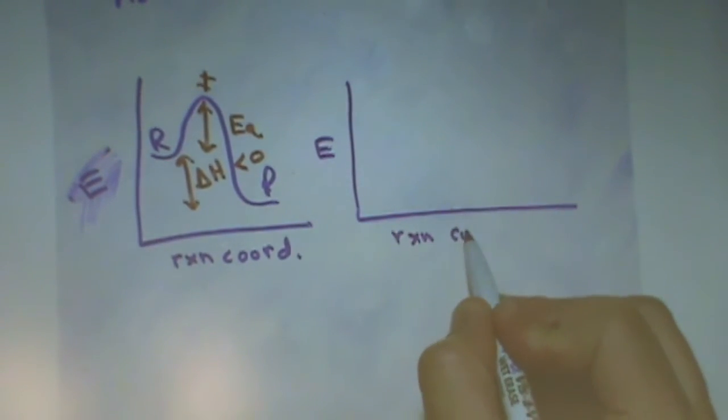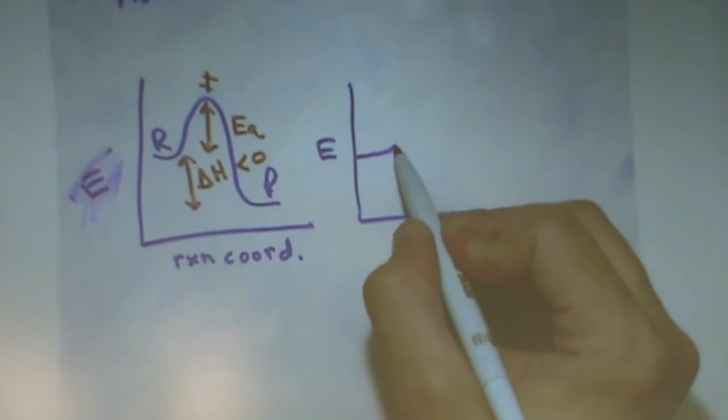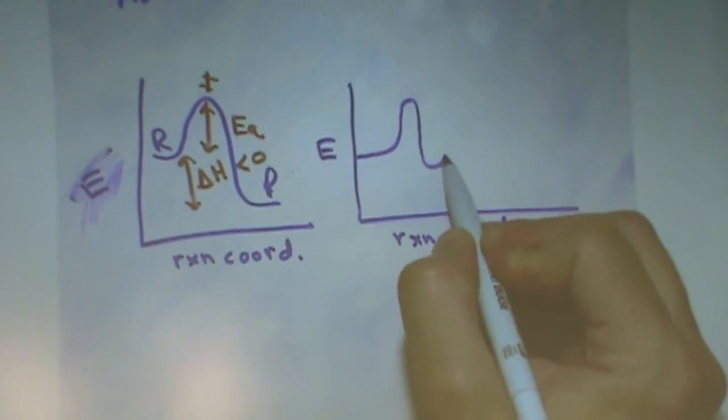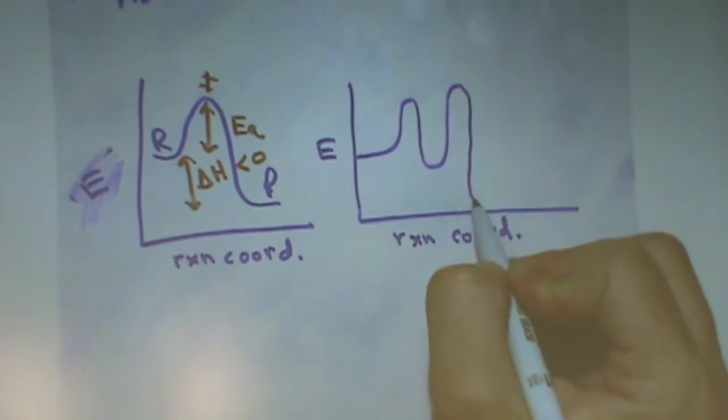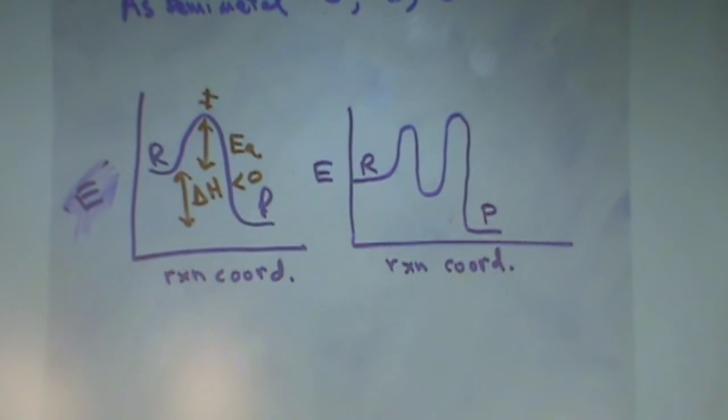I'll draw another graph. Same axes. Energy versus the reaction coordinate. R goes to P. Okay. First of all, is it exothermic or endothermic? Exo again. P is a lower energy than R. Okay. Is there a transition state? Yes or no? Yes, 2.